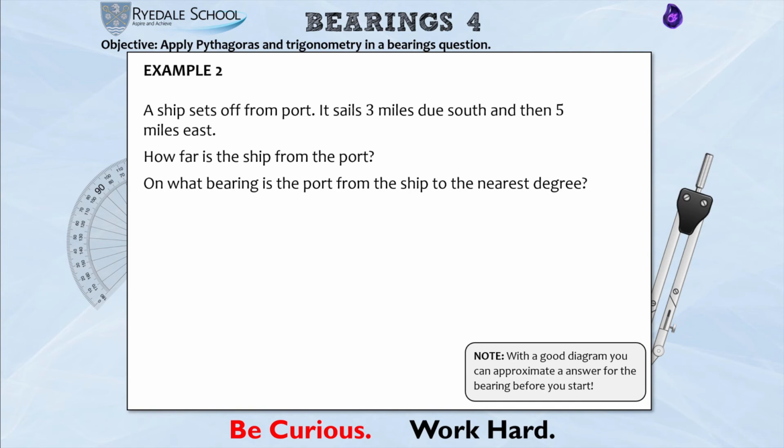So in example 2, a ship sets off from port. It sails 3 miles due south and then 5 miles east. How far is the ship from the port, and on what bearing is the port from the ship to the nearest degree? So I'm going to use the information given to draw a diagram again. So I'm going to think about what this might look like.